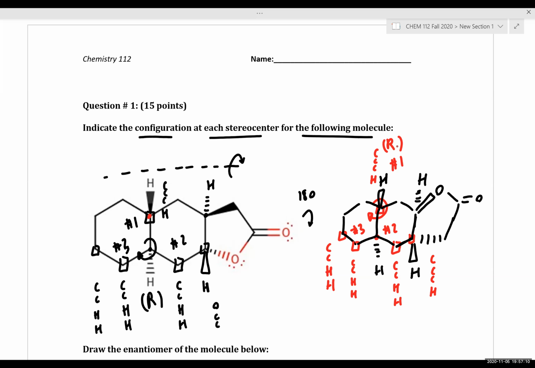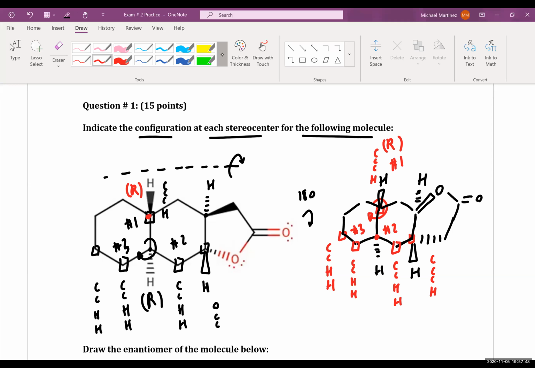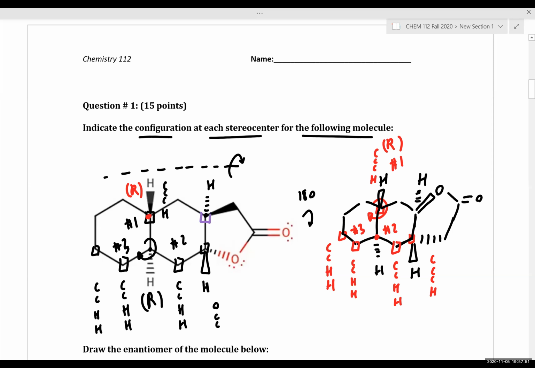Does that make sense to everyone? So this center we'd assign as R. Does that process make sense? Any questions on that logic? Okay, let's keep going then. So let's look at this stereocenter next.